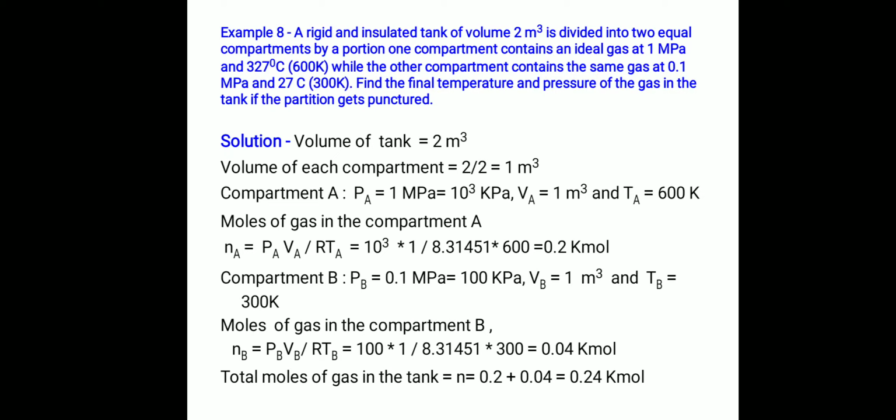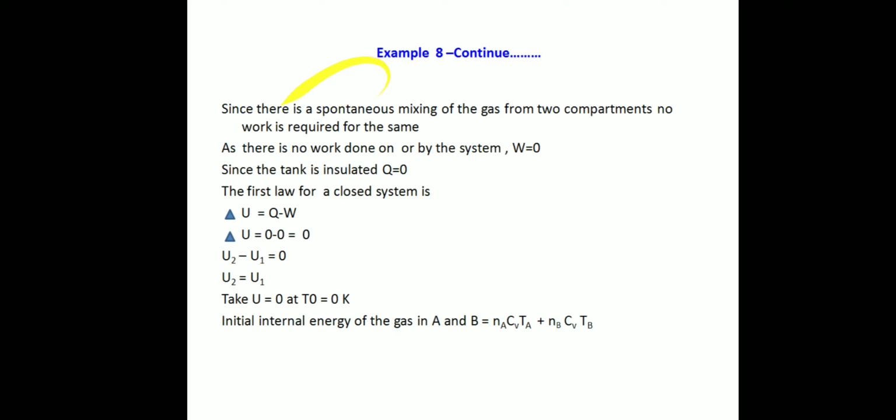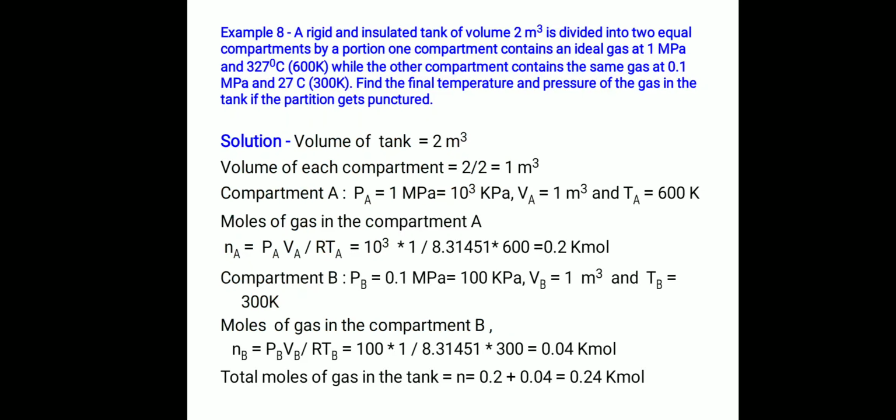One compartment contains an ideal gas at 1 megapascal. So compartment 1 has a pressure of 1 megapascal and a temperature of 600 Kelvin, while the other compartment, the second compartment, contains the same gas but the pressure and temperature are different. The second compartment has 0.1 megapascal pressure and 300 Kelvin temperature. Find the final temperature and pressure of the gas in the tank if the partition gets punctured.